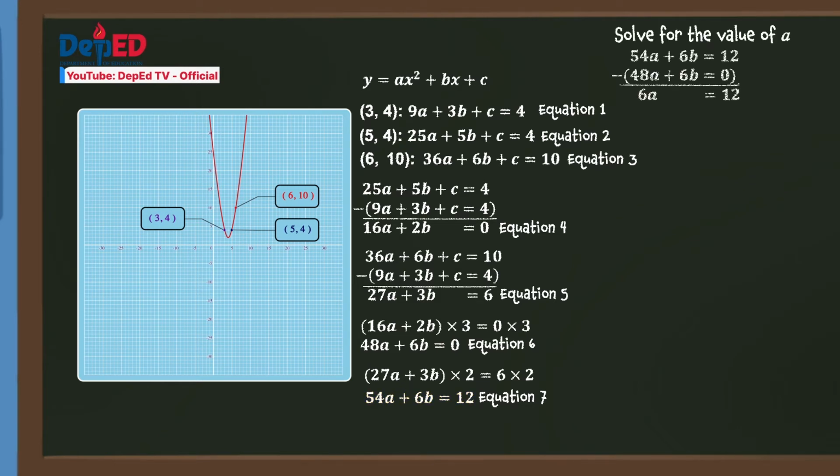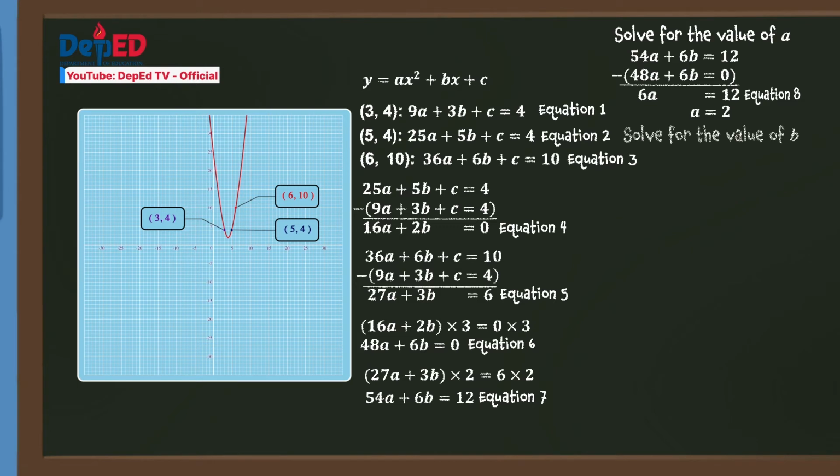Now, let's subtract equation 6 from equation 7. Hence, the equation is 6a equals 12. This means that a is equal to 2. The leading coefficient is greater than 0 or positive, and this explains why the parabola in this example opens upward.